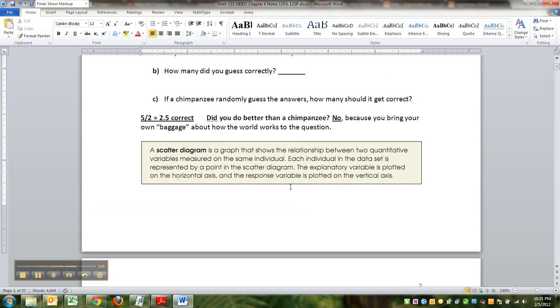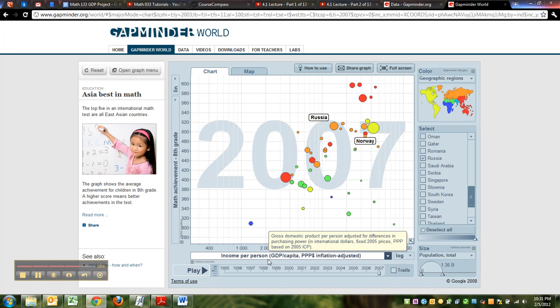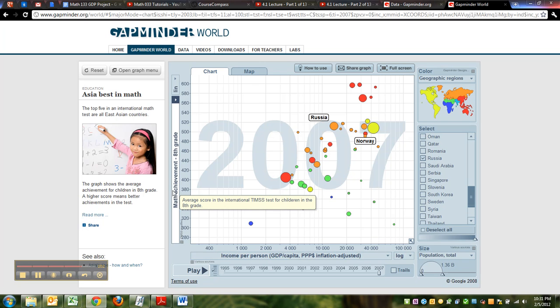A scatter diagram has a lot of power. It's able to show us relationships between two quantitative variables of the same individual. And each individual, like in our examples, each country. And each individual data set is represented by a point, and the explanatory variable is on the horizontal axis. So, for example, our explanatory variable is income per person. Our vertical variable, our response variable, is math achievement.